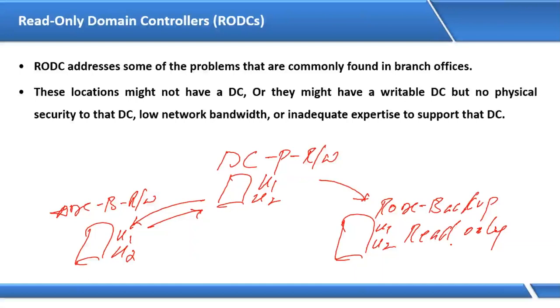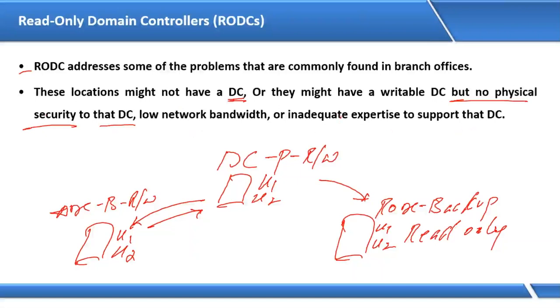So why has Microsoft unnecessarily designed this RODC server? Because there is some reason. You can see here, the reason is clearly written. RODC addresses some of the problems commonly found in the branch office. What is the problem? In this location, the USA location, we don't want a primary DC server, but we want one backup server. There is no physical security for your DC, there is no good bandwidth, and there are no expert people to manage it.